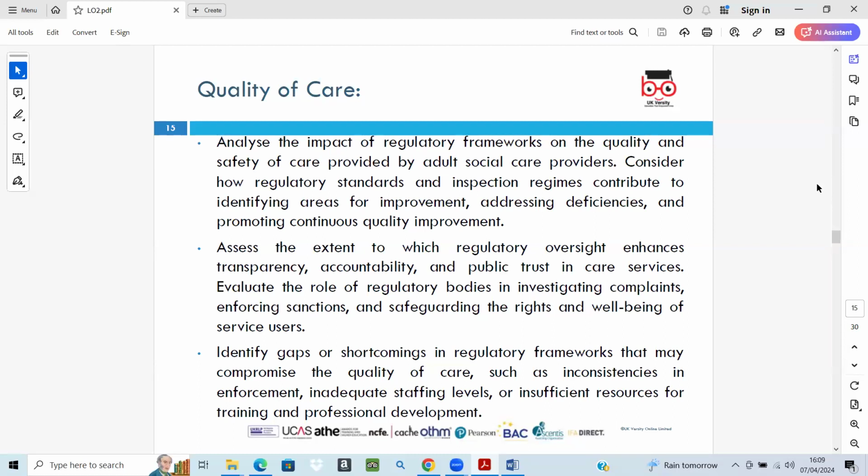We always assess the extent to which regulatory oversight increases transparency in care services. We consider how the publication of inspection reports and ratings provides valuable information to service users, families and the public. That's why we always go to the CQC website and check for the gradings or the ratings.